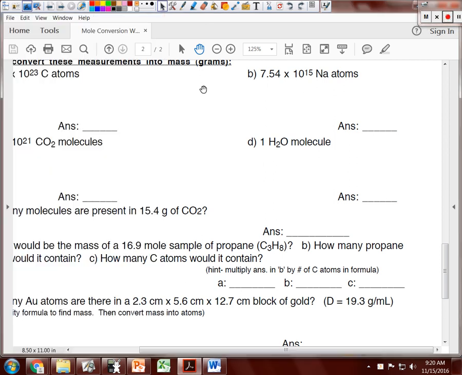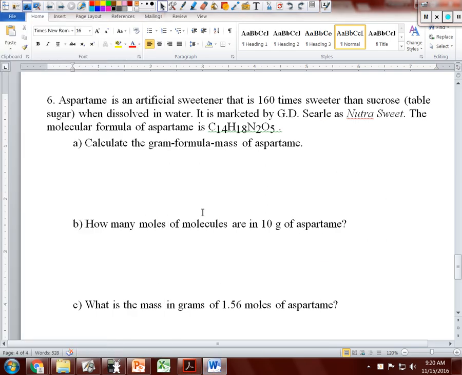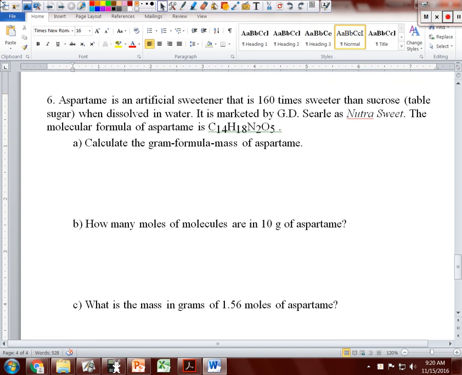Okay, so here's what I want to do. I want you guys to take the sheet that I just gave you, and I want you to flip it over to the back. Well, this to me is the back. It says question 6 and talks about aspartame. Has anybody ever heard of aspartame? What's it in? It's fake sugar. It's in Diet Coke. So it says aspartame is an artificial sweetener that is 160 times sweeter than sucrose, which is table sugar. This is the sheet that I gave you at the very beginning of class. It's on the back. It does look a little different.